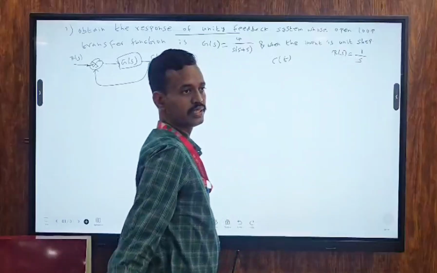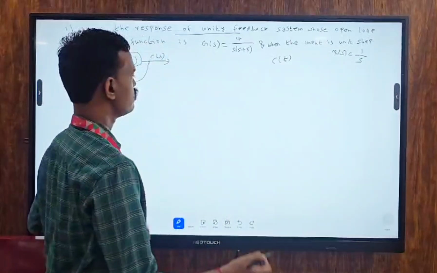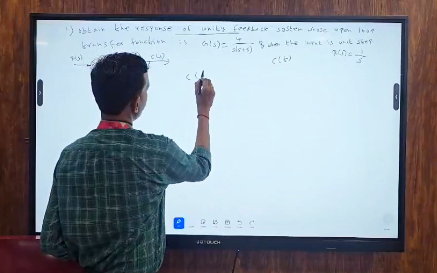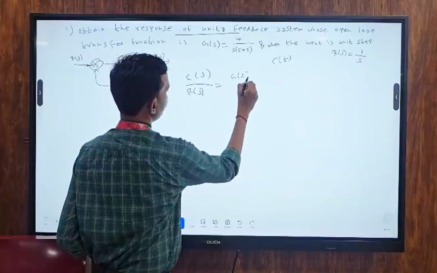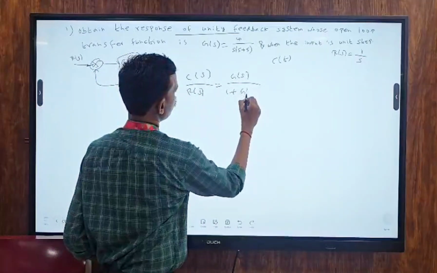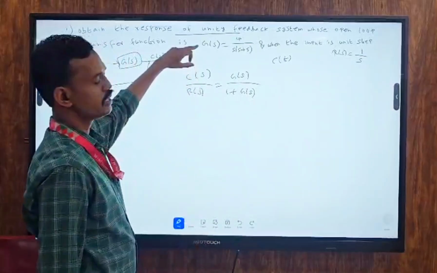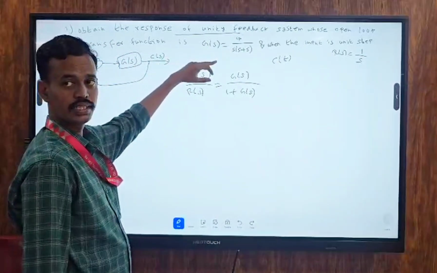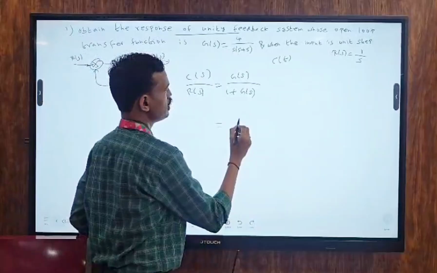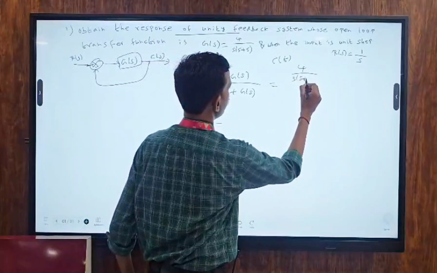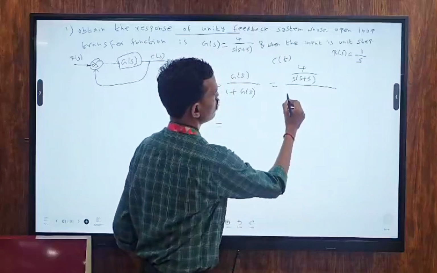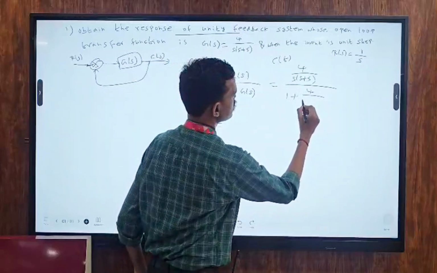From this diagram we can write the closed loop transfer function C(s)/R(s) = G(s)/(1+G(s)). Now, given G(s) = 4/(s(s+5)), you can substitute in this equation: 4/(s(s+5)) divided by 1 plus 4/(s(s+5)).